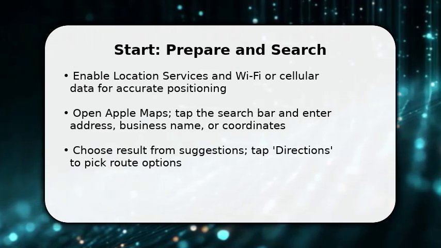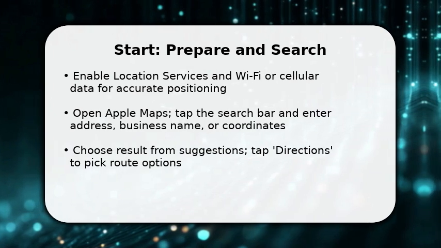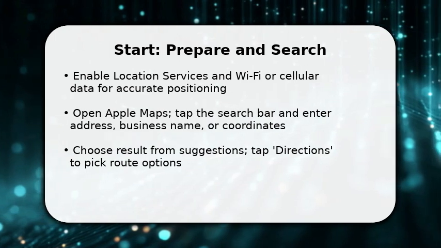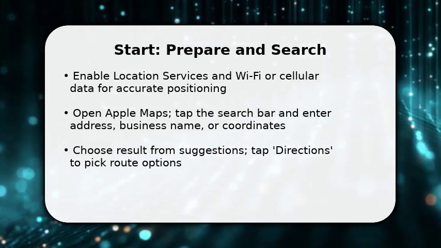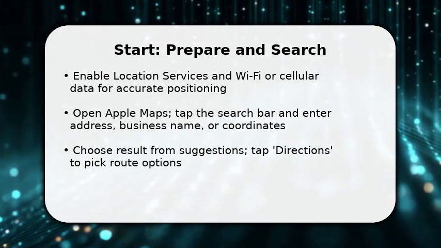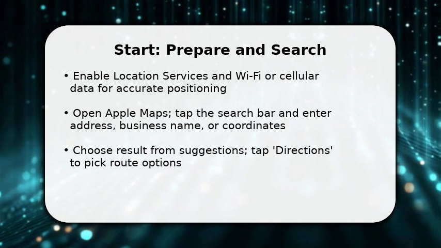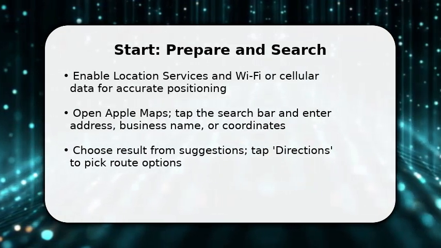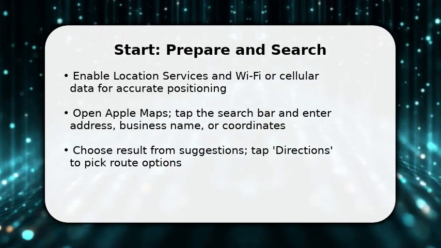You begin by making sure your iPhone can locate you and that Apple Maps is allowed to use location services. Once done, open Maps and tap the search bar, type the address, business name, or paste coordinates. Make your selection from the live suggestions so Maps centers on the place. Then tap Directions to move to routing mode. This first action sends the app into thinking mode and prepares options for driving, walking, transit, or cycling routes.